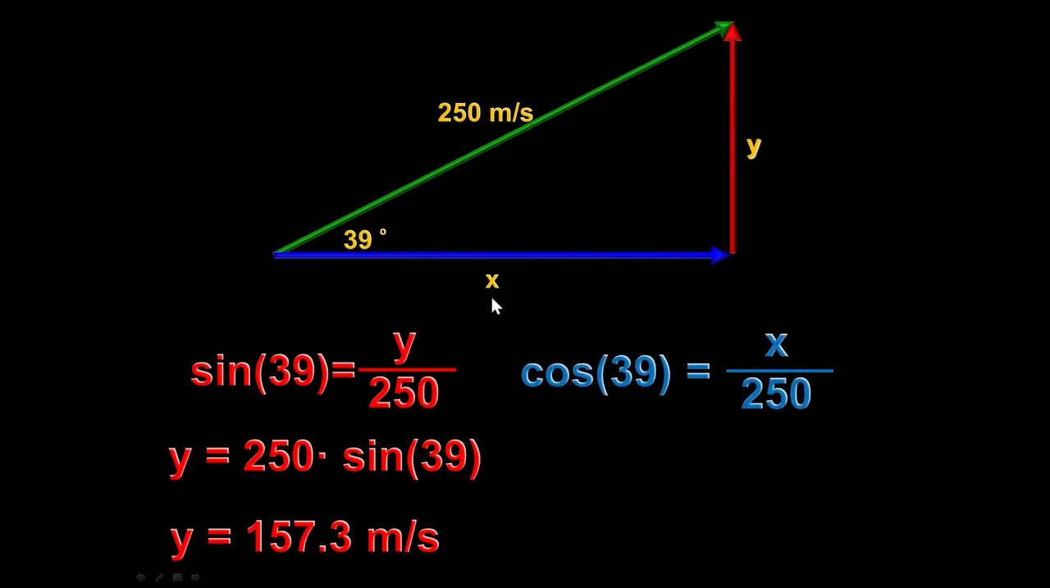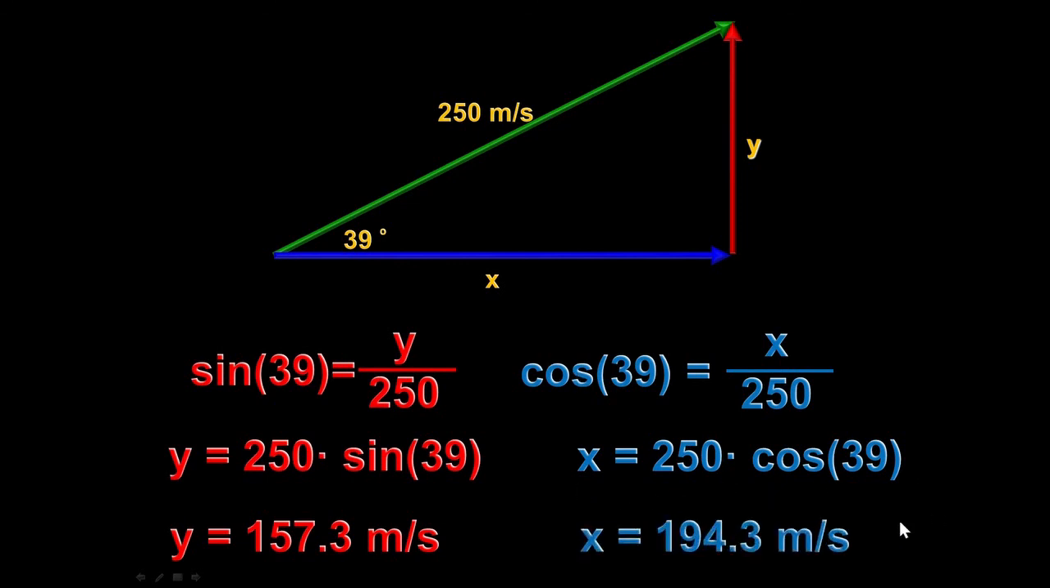To find out what x is, we have the cosine of this angle is adjacent over hypotenuse, and same thing happens here. Cosine is adjacent over hypotenuse. We're going to solve for x, multiplying both sides by 250, plug that into our calculator, and we get this. But what that means is if we shoot something at 250 meters per second, horizontally it would be traveling 194 meters per second. Vertically, it'd be traveling 157 meters per second.